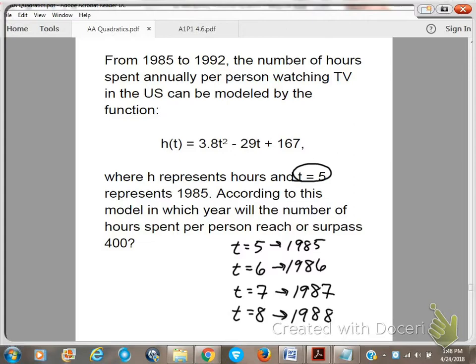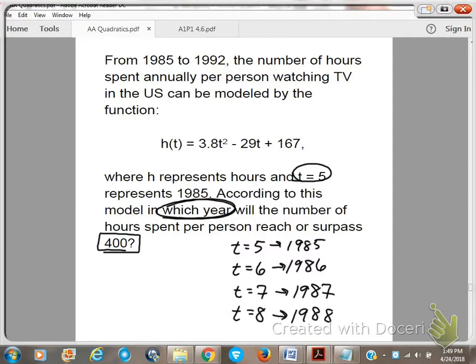Now, they gave us this 400. In which year will the number of hours spent per person reach or surpass 400? So where do we put that 400 in our equation? T equals 400. No. Why h? Because you're multiplying that by something. No? Because it's the hours spent. This is asking in which year will something happen. Which of our variables up here represents the years? T. So they're asking us to solve for t.